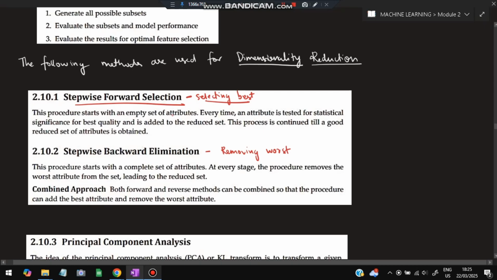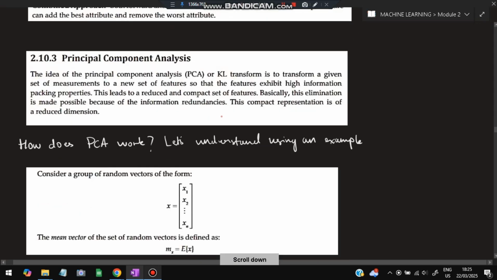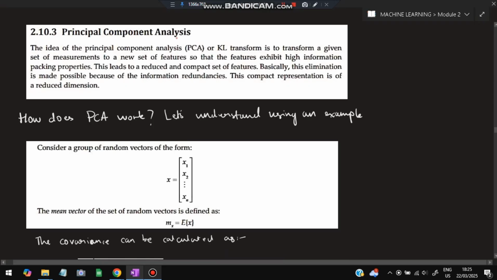Initially have an empty set of attributes, go through all the attributes and select which are the best ones. The other one is stepwise backward elimination, which means you will have all the features and you will keep on removing bad features one by one. That is called stepwise backward elimination. Next one is principal component analysis. I'm discussing the techniques of dimensionality reduction. So PCA, which is known as principal component analysis. Here we will be selecting those components or features which are the best ones.